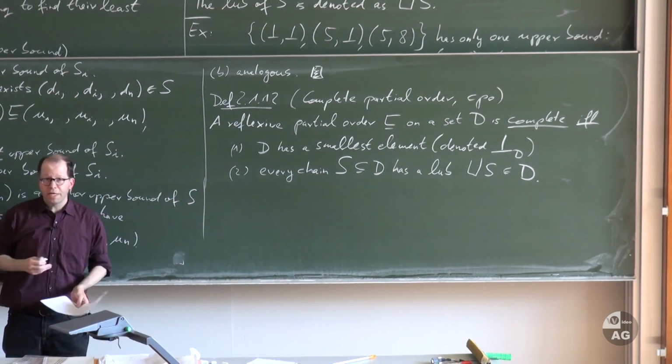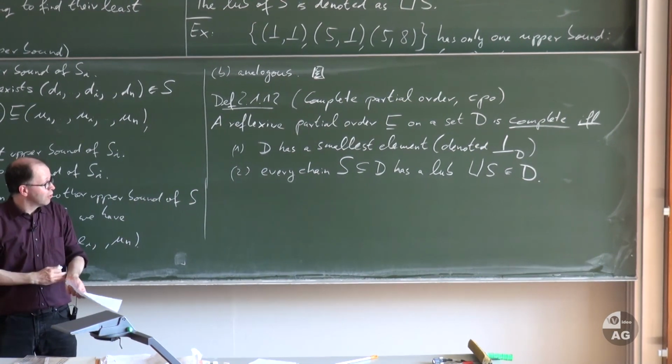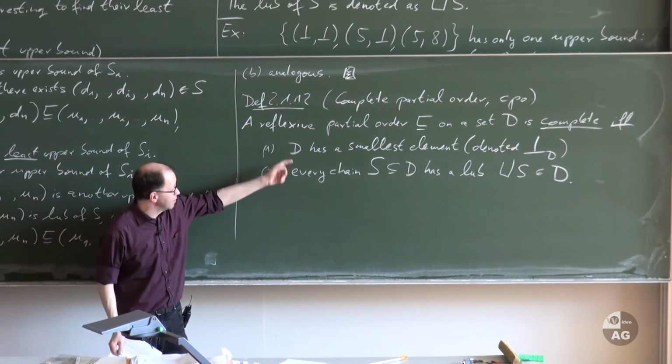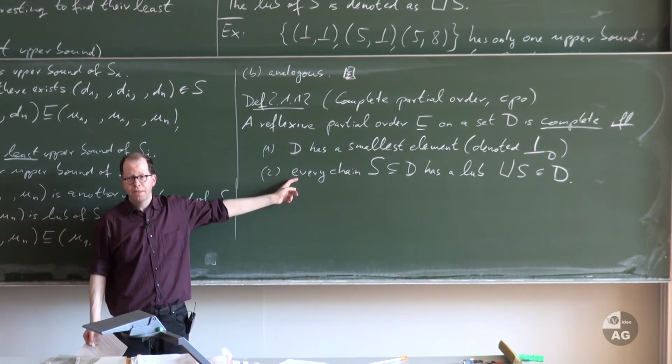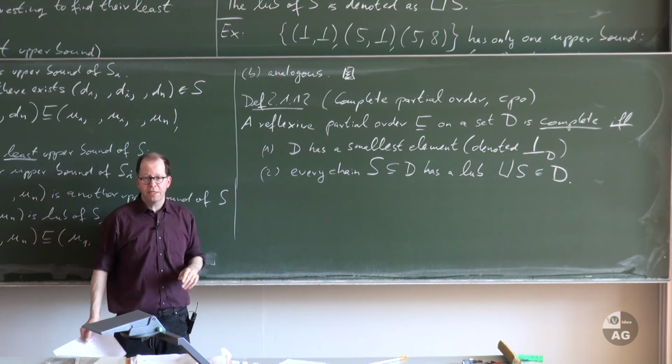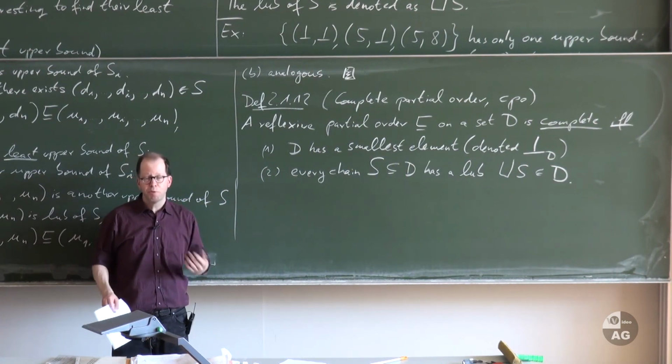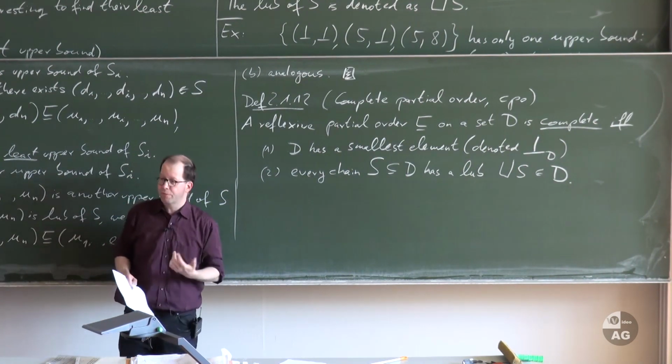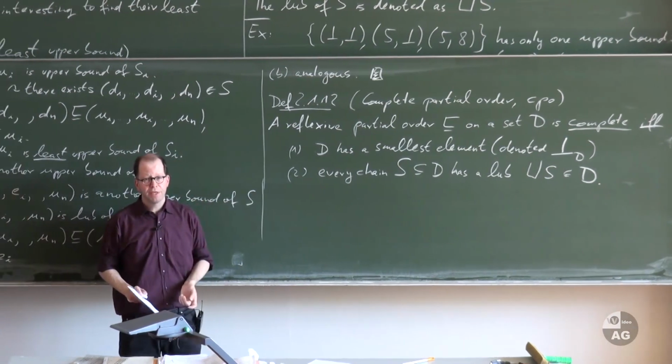And indeed, the domains that we regarded up to now, they are all complete. So they have a smallest element, and they have this property. And we will look at this again in the next lecture and see why they had this property. And we will make sure that all the domains that we regard in the future have this property as well.